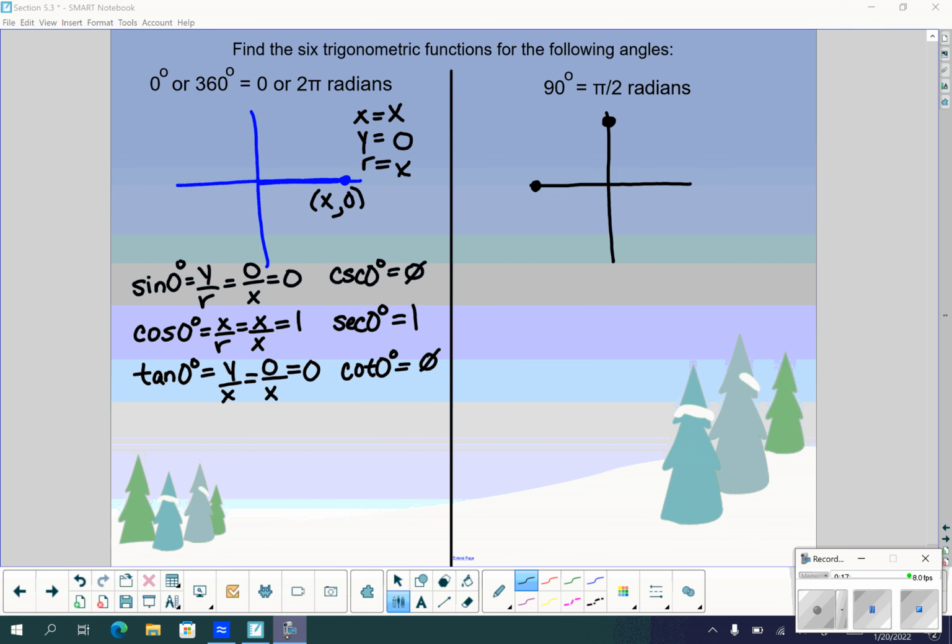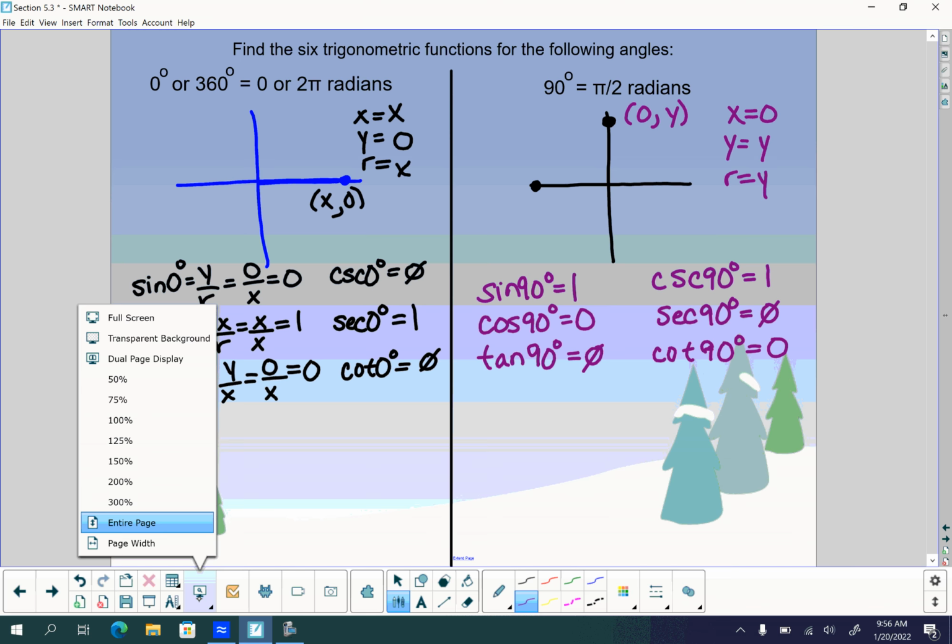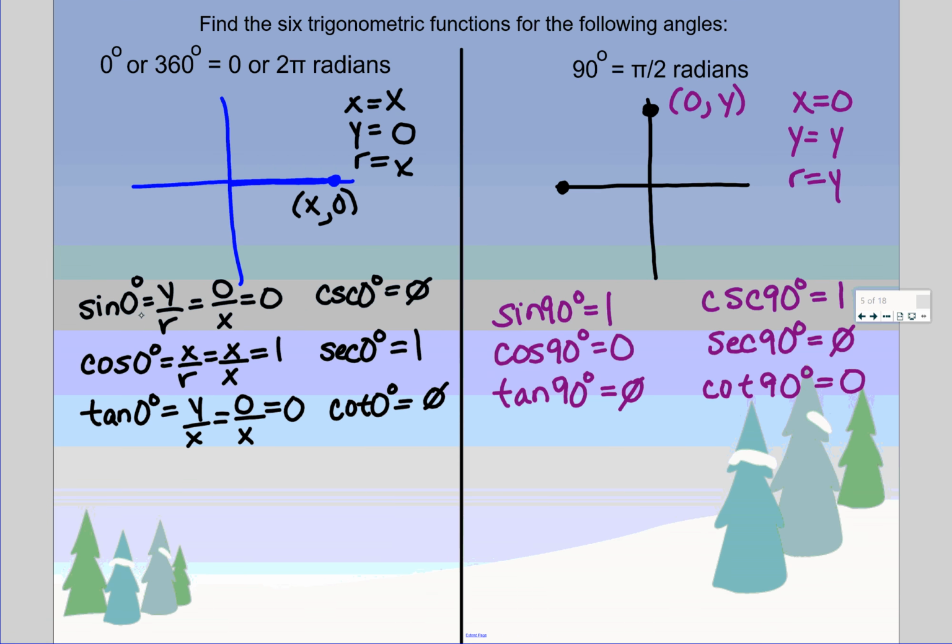All right, let's check our answers here. All right, so for 90, I've got the picture up there with the coordinate labeled, x, y, and r, all labeled. Remember, r is always positive. And then those are your 6 trig functions. Remember, 0 and undefined are reciprocals of one another. One of them has 0 in the numerator, and the other has 0 in the denominator. Okay. Questions on those ones? Did you okay?